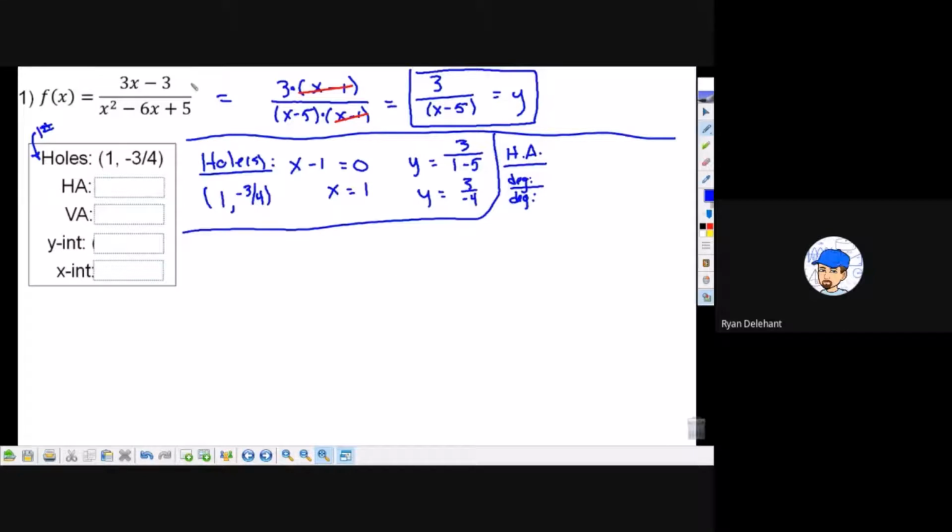And to do this, I need to go back to the original. What is the degree of the numerator, the 3x minus 3? The degree of this thing is 1. So it's a first degree polynomial. The degree of the bottom, biggest power we have is 2. That makes this a second degree polynomial. And this is where we've got to take this information and read our notes on this to figure out what type of answer we're going to have.